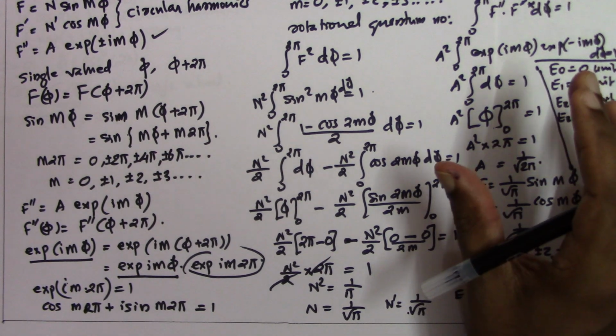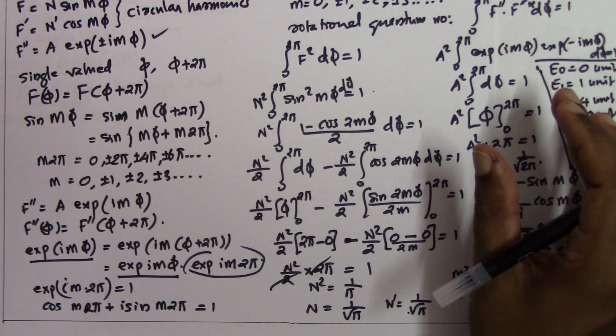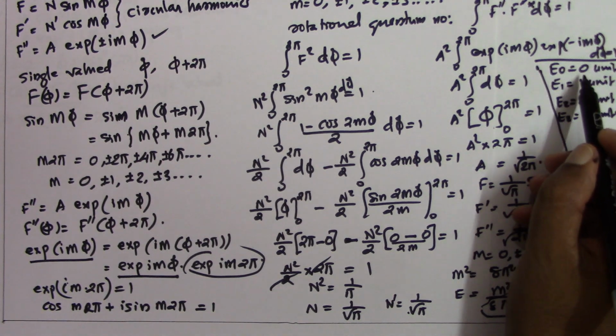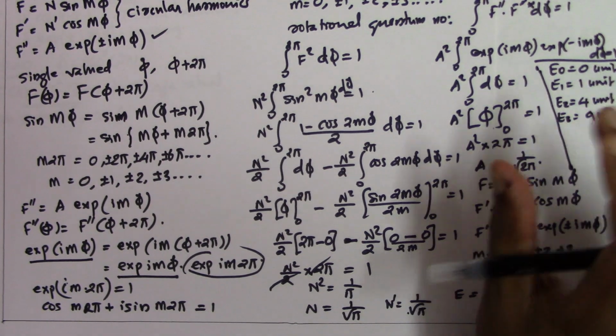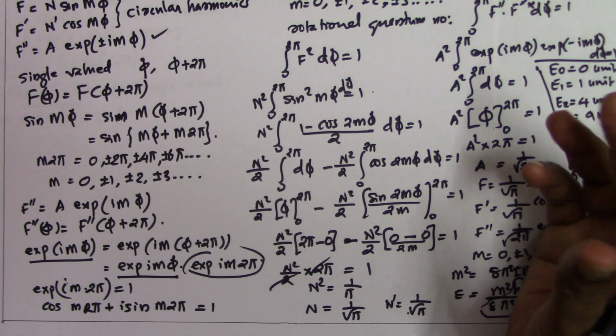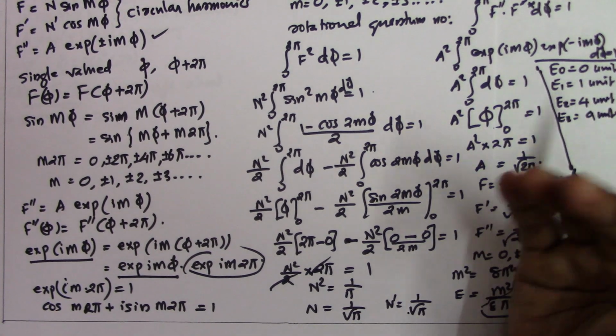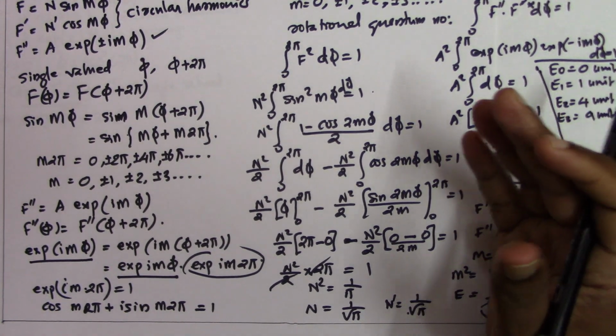So it is possible for the system to be at rest, it is allowed, and E0 is equal to 0. It means that it has no zero point energy. If E0 has some positive value, then we can say that it has some zero point energy. You have learned this kind of thing already.